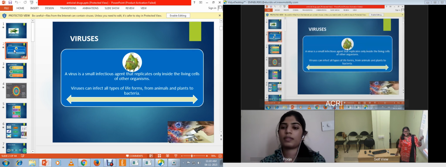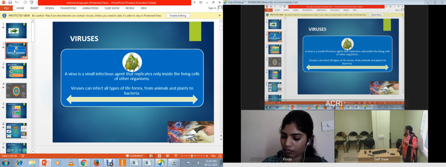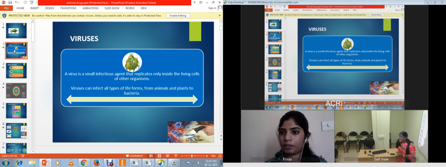So, what is a virus? It is a small infectious agent that replicates only inside the living cells of other organisms. It can only replicate if it gets attached to another living organism. Viruses can infect all types of life forms, from animals and plants to bacteria. So, a virus is a small infectious agent that replicates only if it gets attached to a host organism. Fine.